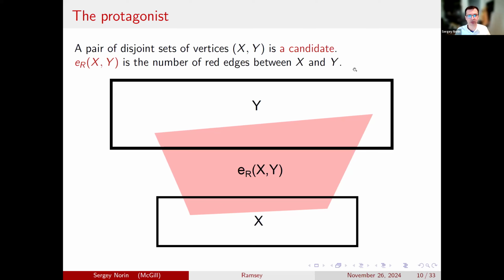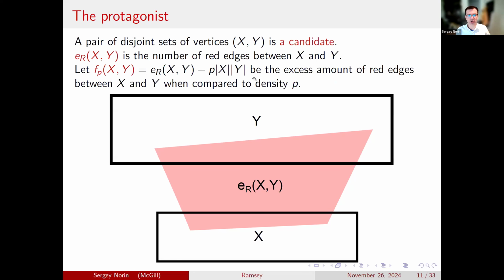And one of the changes that we make is that we focus on a single parameter that we track inductively, which is the excess number of red edges beyond a certain density. So that's the main function I want to look at. We fix a density P, and for a candidate we are interested in the function f_P of X, Y, which is by how much we have more red edges between sets X and Y than we would have had if the density was P, which is P times the size of X times the size of Y. So rather than keeping track of many parameters, at least for now, we'll just focus on this excess number of edges.